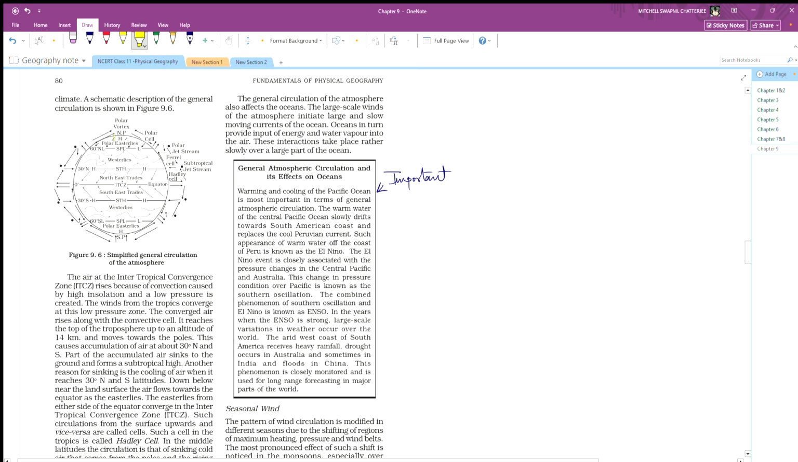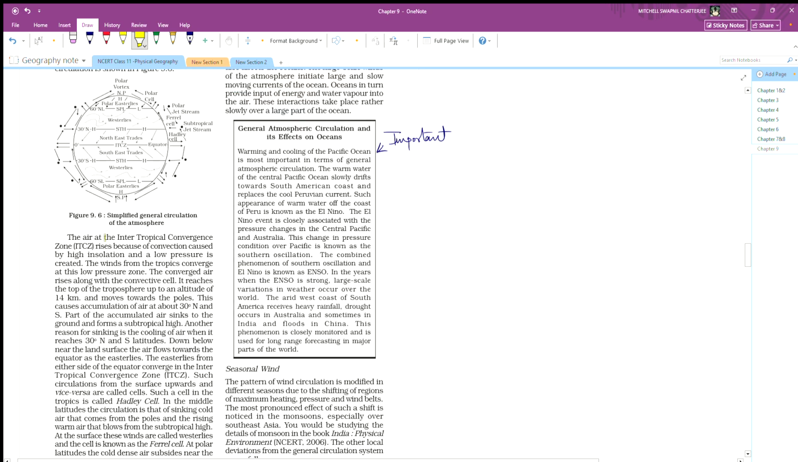The polar vortex, and the south pole. Polar cell. This is the south pole. Polar jet. Well, let's read about it. We'll get a much clearer vision of it.